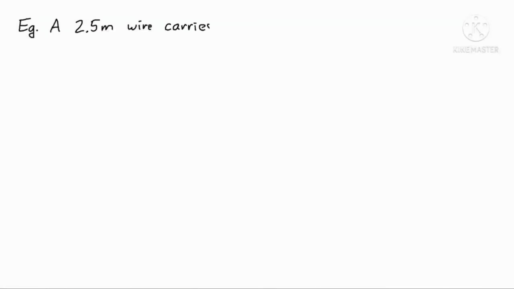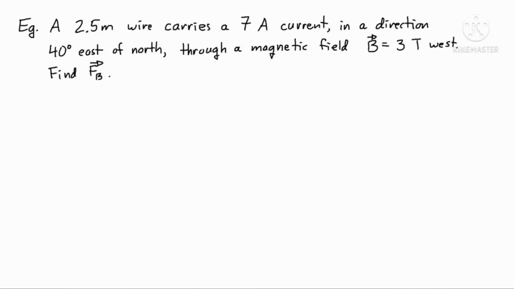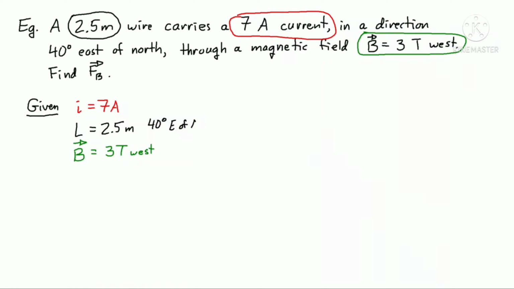Alright, let's look at an example. A 2.5-meter wire carries a 7 amp current, 40 degrees east of north, through a magnetic field that is 3 Teslas west. Find the magnetic force acting on the wire. We're given that the current is 7 amps, the wire is 2.5 meters long, and the magnetic field is 3 Teslas to the west. We are also given the direction of the L vector as 40 degrees east of north.